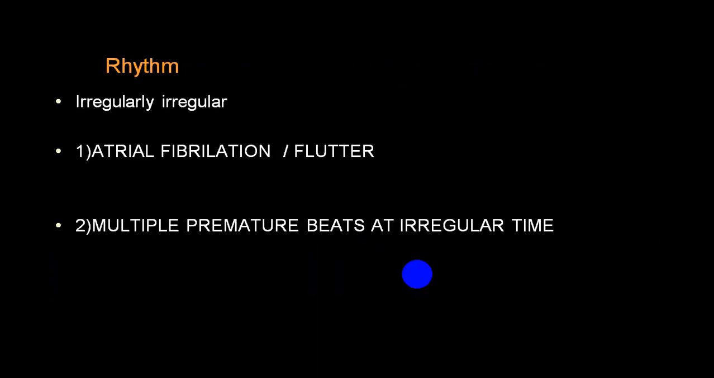Now we go to irregularly irregular. And this will be produced in one classical example we call atrial fibrillation. But in a case of atrial flutter, if there is a variable block, it will also produce irregularly irregular pulse. So these are the two classical examples which will produce irregularly irregular rhythm. Once in a while, if there are multiple premature beats at irregular coupling time, then you can have an irregularly irregular pulse, and also on an ECG rhythm strip, you can find irregularly irregular QRS complexes.